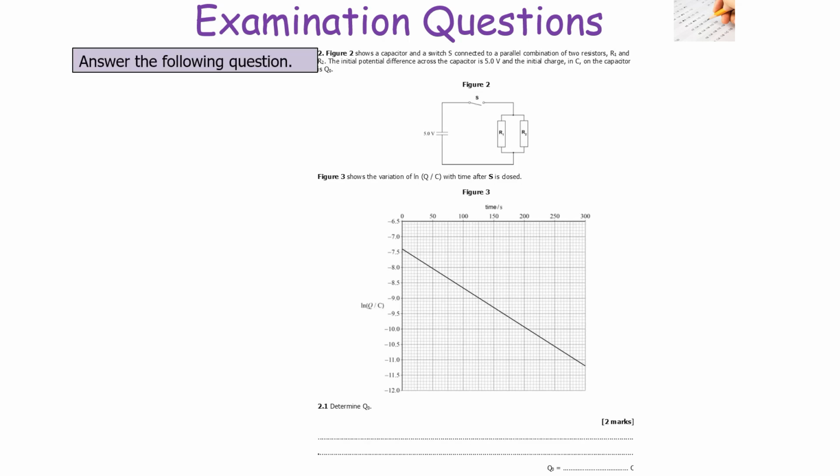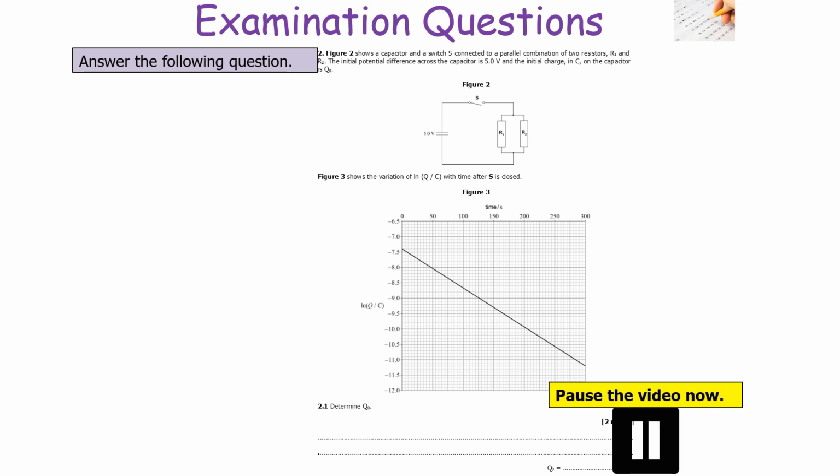The next question says, Figure 2 shows a capacitor and a switch S connected to a parallel combination of 2 resistors R1 and R2. The initial potential difference across the capacitor is 5 volts and the initial charge on the capacitor is Q0. Figure 3 shows the variation of log Q over C with time after S is closed. Determine Q0. So pause the video now, then unpause the video when you want to go through your answer.